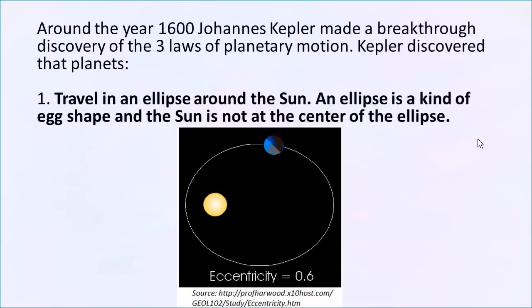Now, what is the formula for calculating where a planet is? So here we have an image of the sun and the Earth going around the sun.